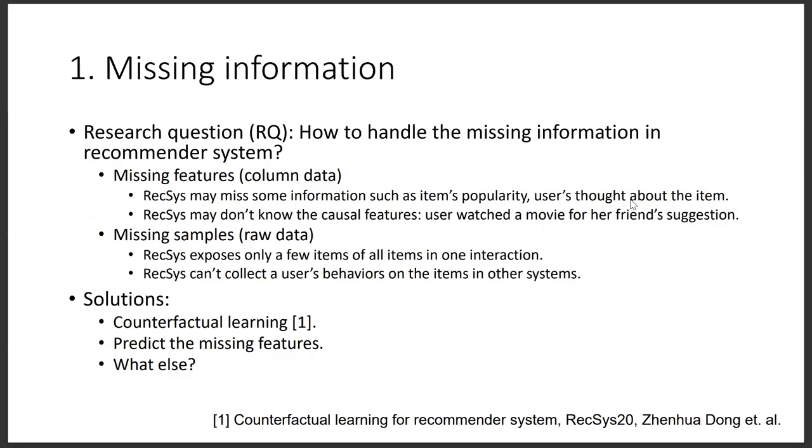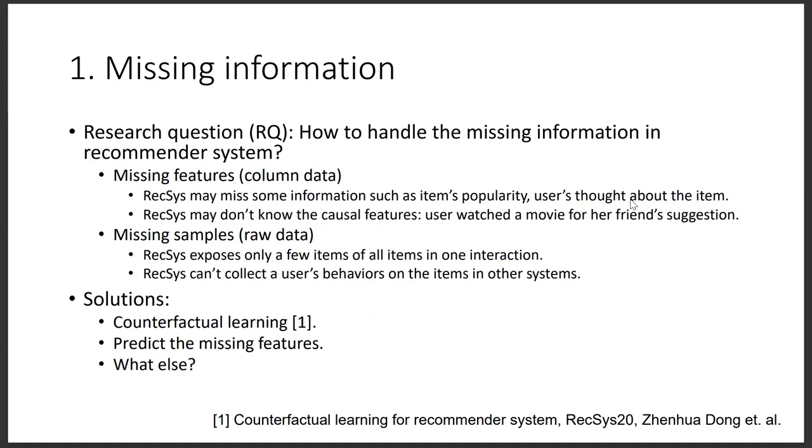The first challenge is missing information. The recommendation system is different from other machine learning tasks. In recommendation systems, we always miss a lot of information. We miss features, and we miss samples. For the missing features, for example, my friend Dr. Zhou Jieming told me there is a very good movie, let's go see it. But our recommendation system doesn't know that signal. They don't know the information. So if we don't know the causal feature, we can't predict the user's behavior, and we can't give accurate recommendation results.